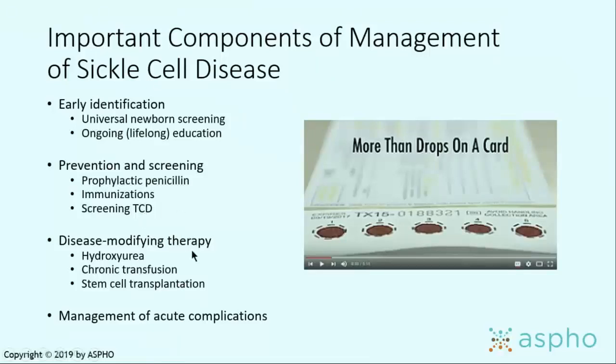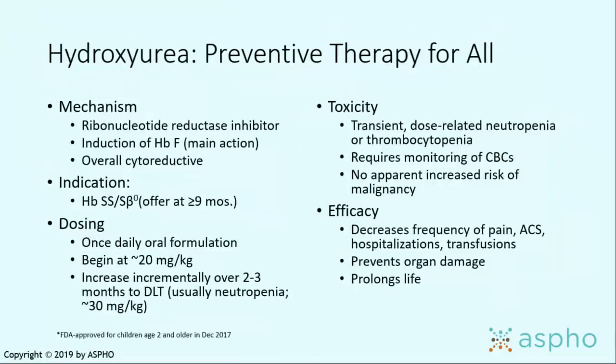We have disease-modifying therapies that are actually FDA approved now: hydroxyurea, the use of chronic transfusions, and stem cell transplantation. I'm not mentioning gene therapy, though that's all that my patients want to talk about, because that is not something that is standard therapy yet. And then we have a variety of methods of managing all the different acute complications that may still occur even on some of the disease-modifying therapies.